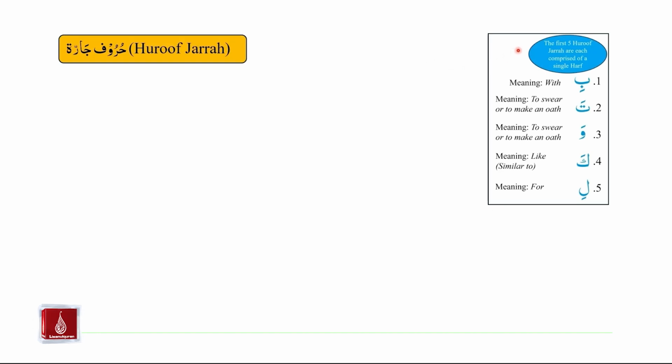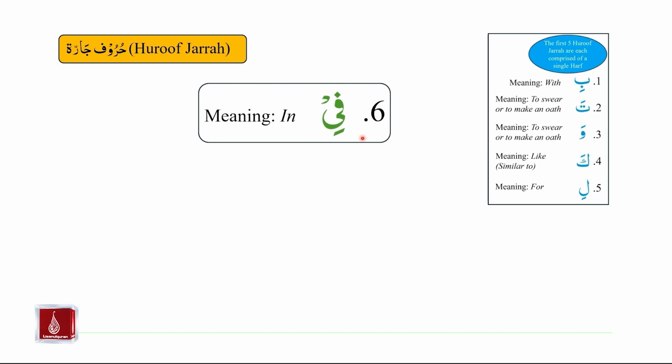We have now completed the study of the first 5 huroof Jarrah, which are each comprised of a single harf. These are ba harf jar, ta harf jar, waw harf jar, kaf harf jar, and lam harf jar. Our next harf jar is fi. Fi is not comprised of a single harf. The meaning of fi is in. There are several examples of fi that are commonly used in the Arabic text. For example, fil Qur'ani, which means in the Quran.